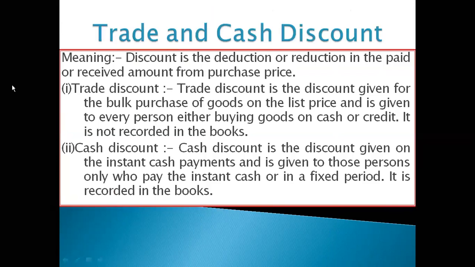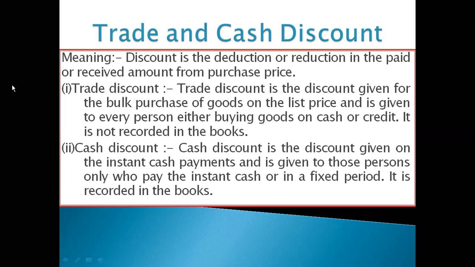The next is trade discount and cash discount, meaning discount is the deduction or reduction in the price paid or received amount from the purchase price. The first discount offered by the shopkeepers or the sellers is trade discount. Trade discount is a discount given for the bulk purchase of goods on the list price and is given to every person either buying goods on cash or credit. It is not recorded in the books because it is given to each and every person. And the main motive of this discount is the sales promotion of the goods.